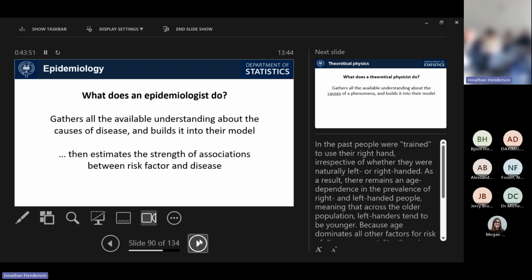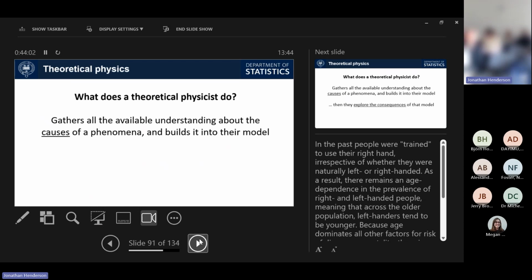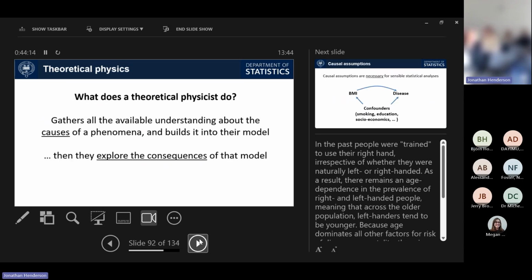And then they go on and they estimate the strength of association between the risk factors and the disease. Now, I was originally a physicist, and when I think through this process, it strikes me it's very much like theoretical physics. So what does a theoretical physicist do? Well, you gather all the available understanding about the causes of a phenomenon, you build it into your model, and then you explore the consequences of that model. And this is something which, to some extent, is not yet being done by epidemiologists. And I'll say a bit more about that.